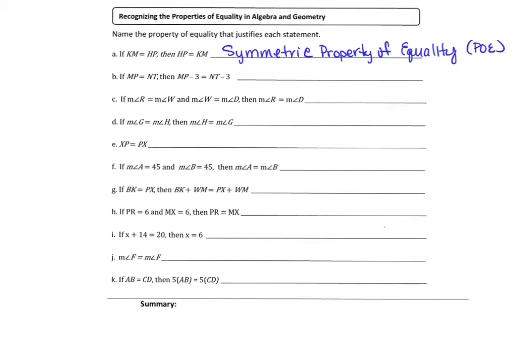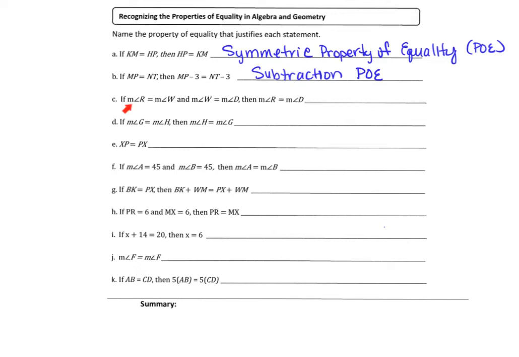Let's look at letter B. If MP is equal to NT, then MP minus 3 is equal to NT minus 3. In this part, 3 is being subtracted from both the MP and the NT. What property is that? That was the subtraction property of equality. So that one was a review of one that we did a while ago.